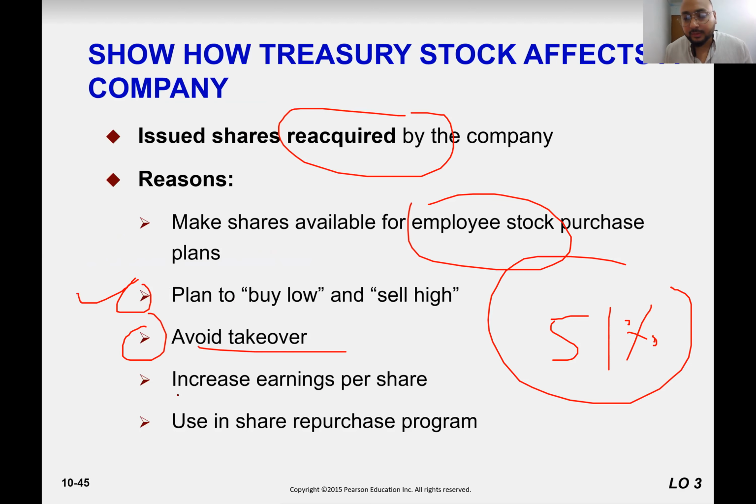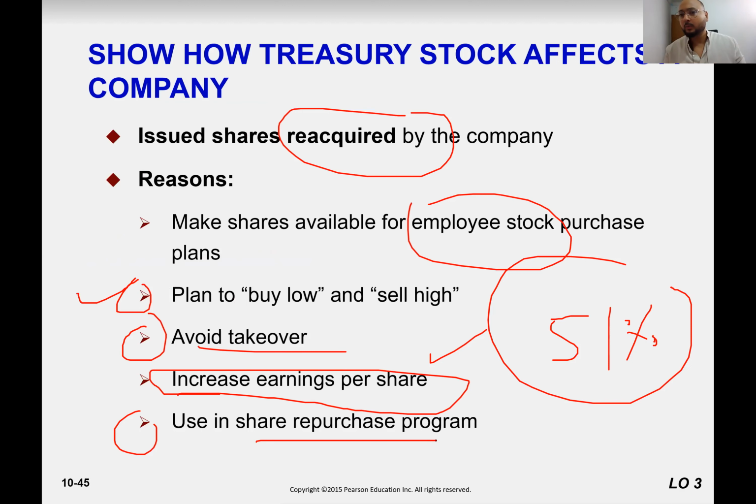The earning per share, so this is related to finance. We'll talk about this in finance. Or when a company uses a share repurchase program, we'll talk about later. For example, a company issued too many shares and now the company realized that our earnings are going to be distributed among a huge number of shareholders. What if we decrease the number of shares? Then our earnings are going to be distributed among a small number of shares, right? So earning per share increases. So they repurchase the shares.